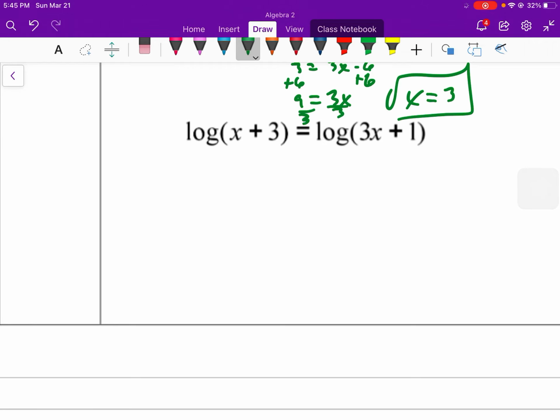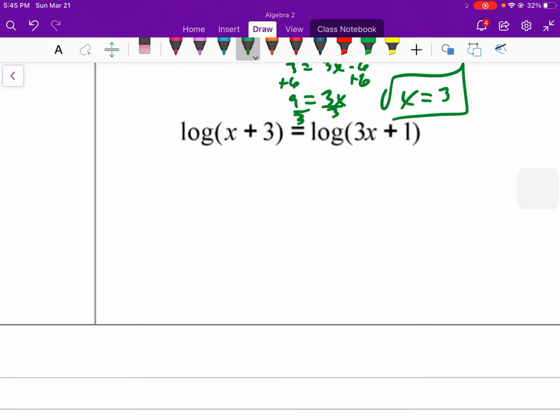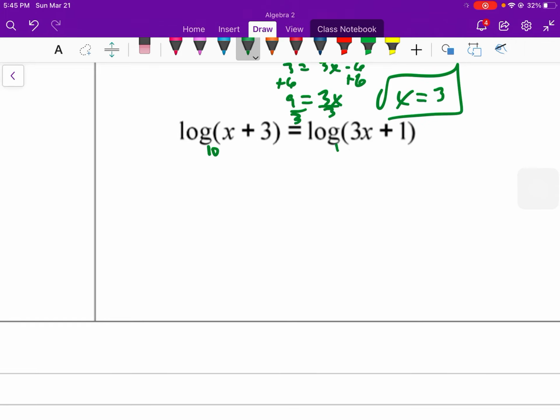Log has a common base of, maybe you're thinking in your head, what's the common base? 10. It's the implied base there. So these are the same base. They're both log functions or expressions here. So then we can set what's on the inside equal. x plus 3 equals 3x plus 1 and solve for x.